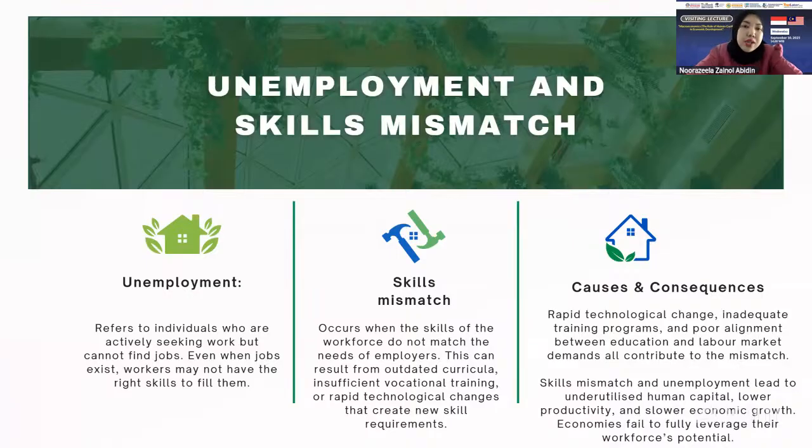What are the causes and the consequences? Okay, so rapid technological change, inadequate training programs, and poor alignment between education and labor market demands all contribute to the mismatch. Okay, so skill mismatch and unemployment lead to underutilized human capital, lower productivity, and slower economic growth. So the economy will fail to fully leverage its workforce potential. Okay, so the government and institutions can address these challenges through vocational training, reskilling initiatives, and promoting lifelong learning to align skill development with industry needs, to ensure that human capital is effectively used to drive economic growth.